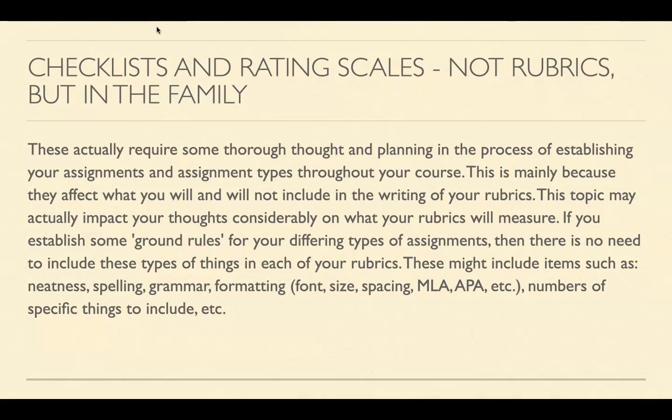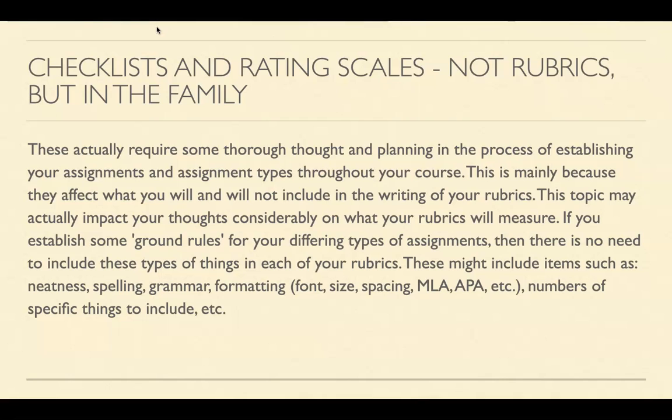The first kind we talked about were checklists and rating scales. They aren't rubrics, remember, but they are in the family. They would be best included as part of the instructions for an assignment, as the requirements within the instructions. They require some thorough thought to create, in the planning process of establishing your assignments throughout your course. This is mainly because they affect what you will and will not include in the writing of your rubrics once you get to the rubric portion of creating your assignment.